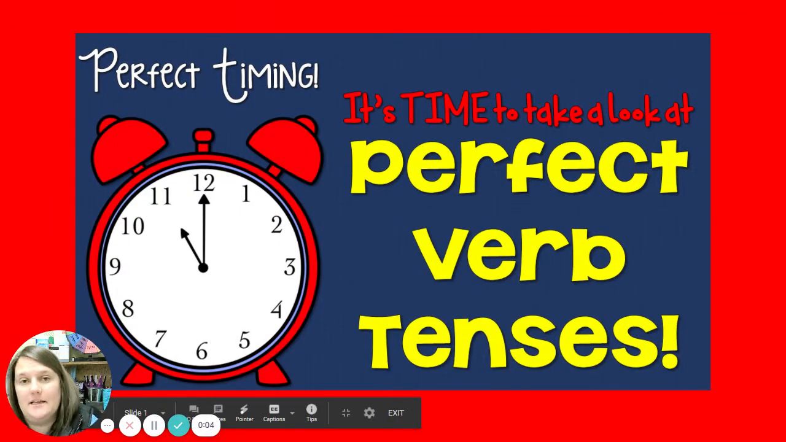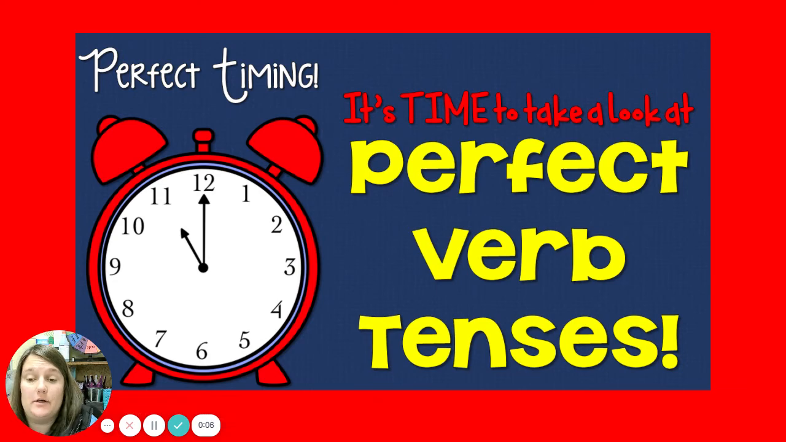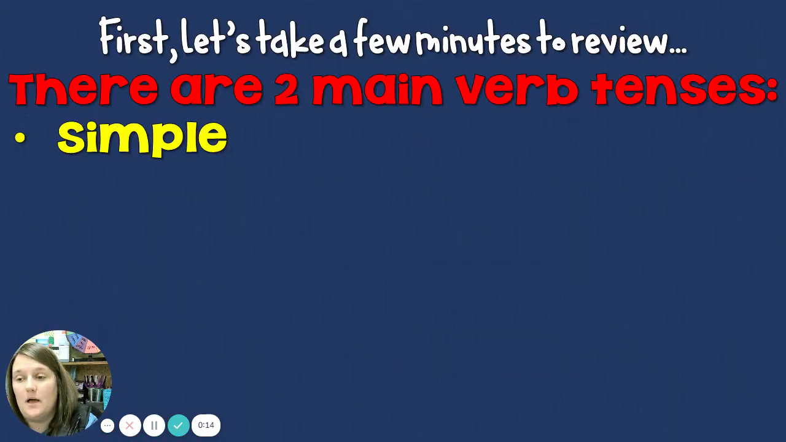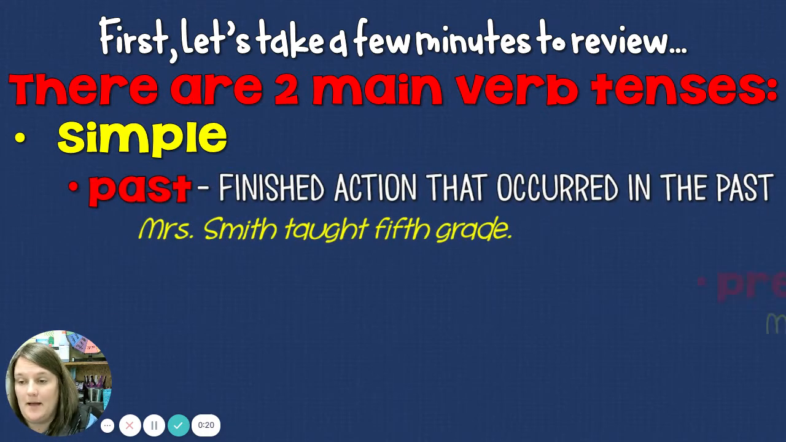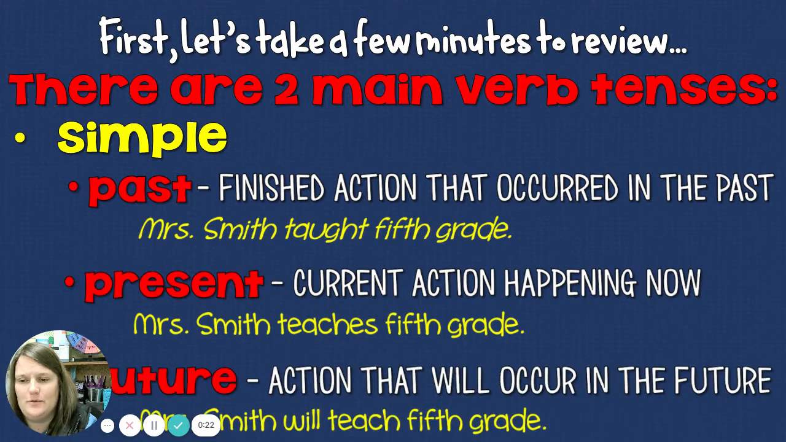Hi guys, today we are going to continue our journey through verbs as we look for the perfect tenses, okay? So there is a difference between simple tense and perfect tense, and today we are going to talk about that. So there are two main types of verb tenses, okay? There's simple, which we've been talking about. We've talked about past, present, and future.